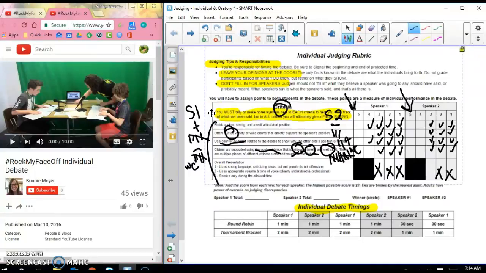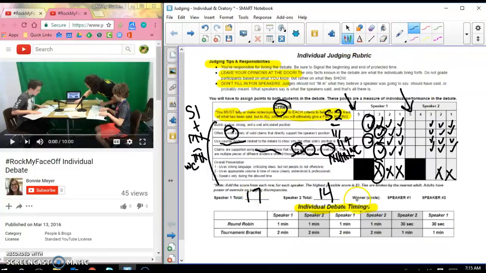When you're finished, you're going to add up those totals. So I'm just going to add up a 4 plus 3 plus 4 plus 3, which is 14 plus another 3. So there's 13 for speaker 1, and for speaker 2, I'm looking at 3s across the board. So there's 12, 13, 14. That's not right. Sorry, that math was a little off. This one was 17.